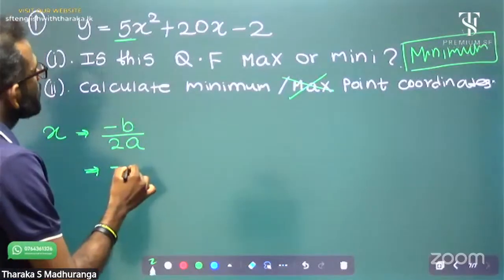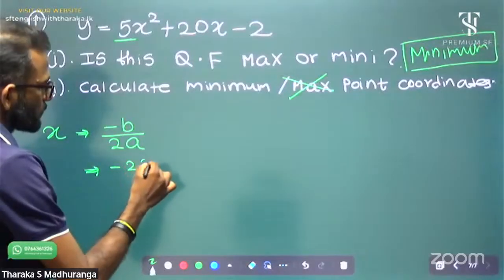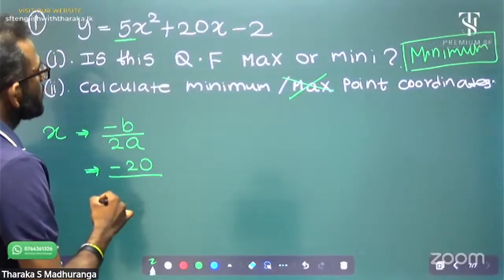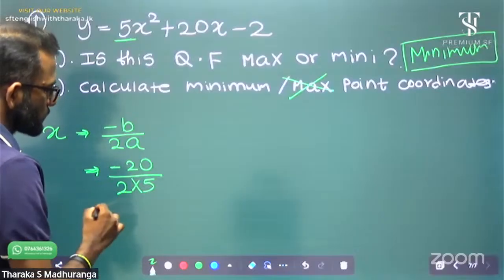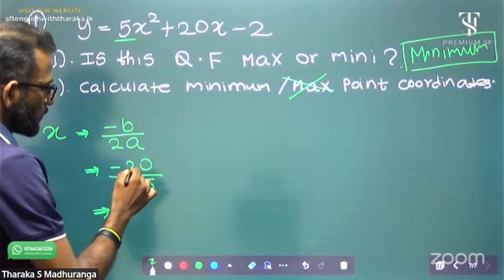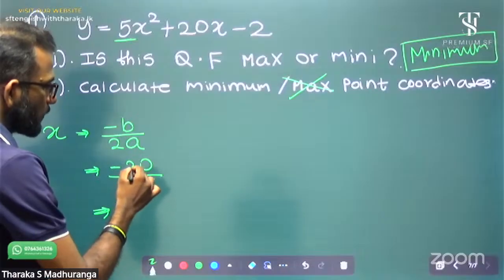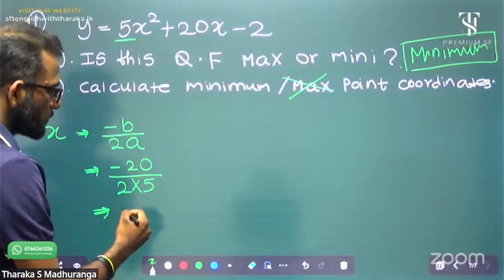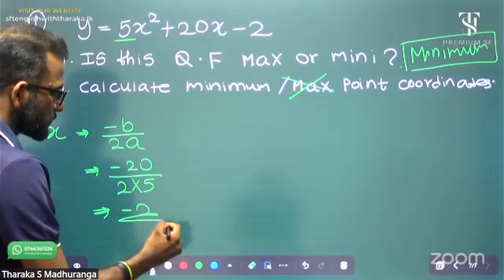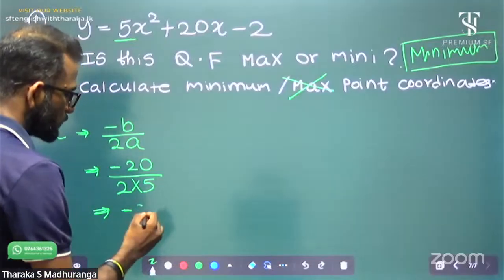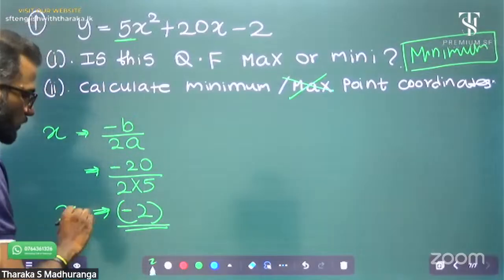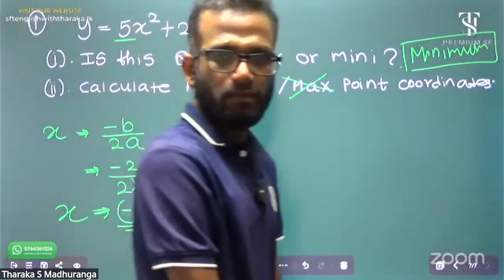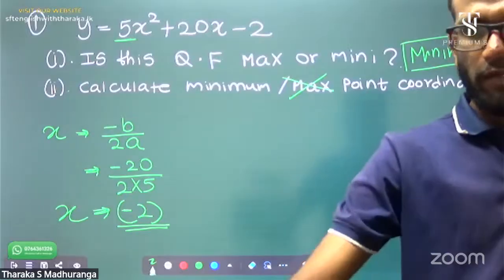Minus, coming from the equation, b value 20. Divide by 2a, that means 2 into 5. Yeah, it is minus 20 over plus 10. It is minus 2. Minus 2 is the x coordinate.